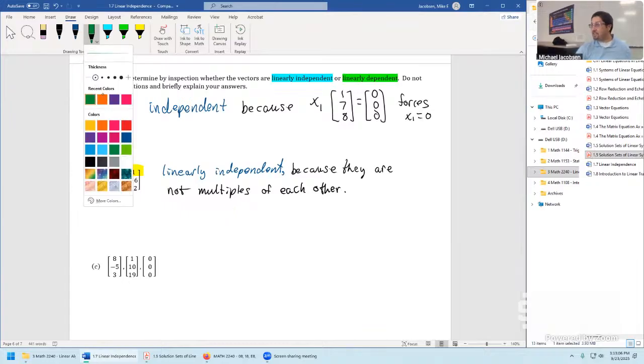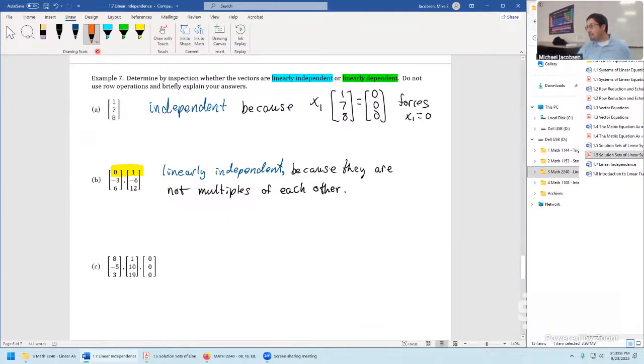There's some danger with this thought, though. This idea, they are not multiples of each other, only works for sets of two vectors. So watch out for that idea there. That makes it a little bit restrictive in how nice this is. Any questions, folks, on part B?